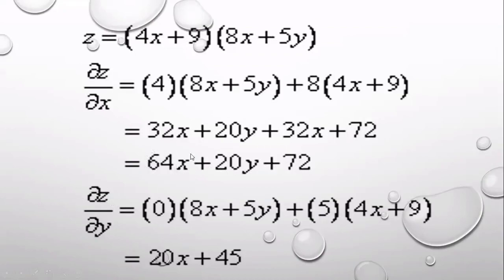If you do the partial derivative with respect to y, here 8x plus 5y, the y component is not there, so it is 0. Both are constant, constant should be 0. This component is out. Only this component is there, 4x plus 9 into, here y is there, 5 multiplied by, 20x plus.